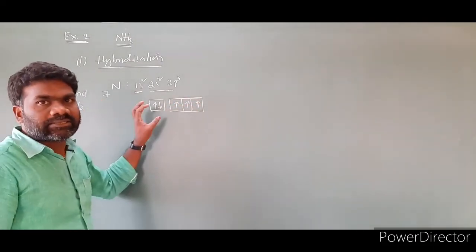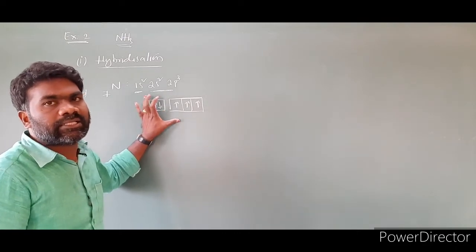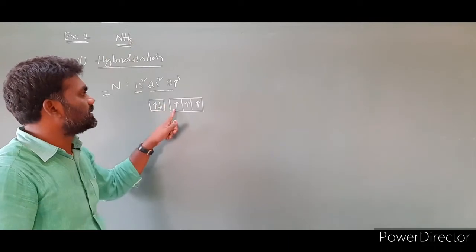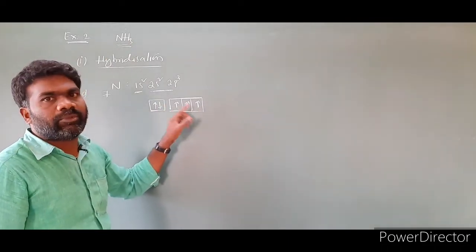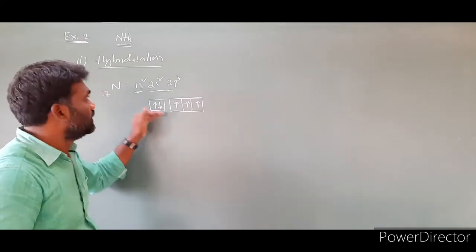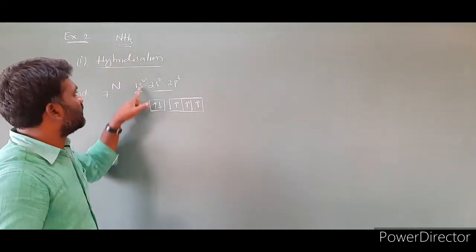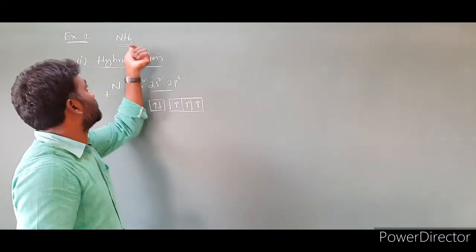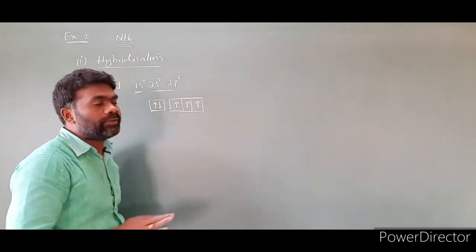Now in this case you don't need to write the excited state electronic configuration, because there are 3 hydrogens here and 3 single electrons are there. These electrons are enough to make the bonding. So there is no need to do excitation, this is an exceptional case. No need to excite electrons from 2s to 2p, because the 3 single electrons are sufficient for bonding with the hydrogen.